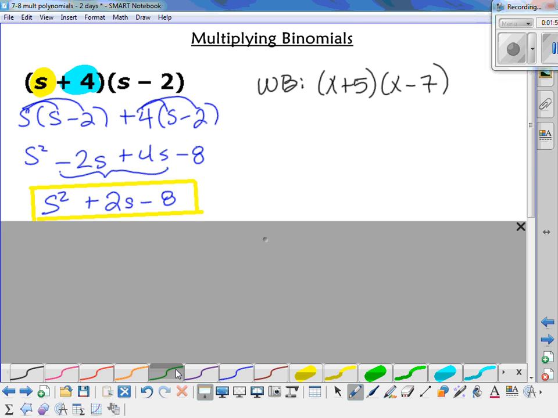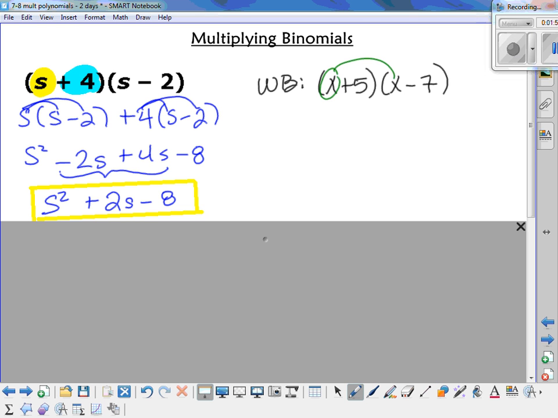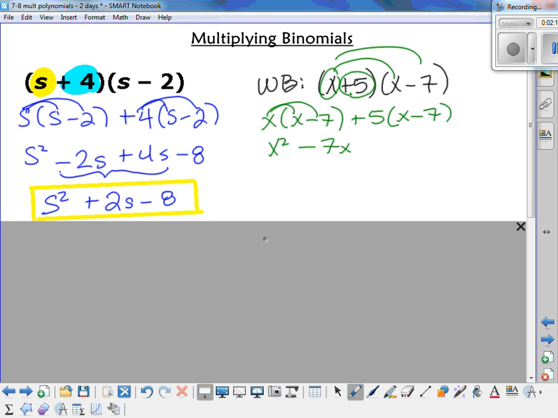All right, so you're going to take that first x and multiply it times the x and the negative 7. And then you're going to take the plus 5 and multiply it times the x minus 7. So x times x is x squared. X times negative 7 is minus 7x. Here we get plus 5x and minus 35. Now I've got like terms in the middle, so I combine those. X squared minus 2x minus 35. Most of you had that.